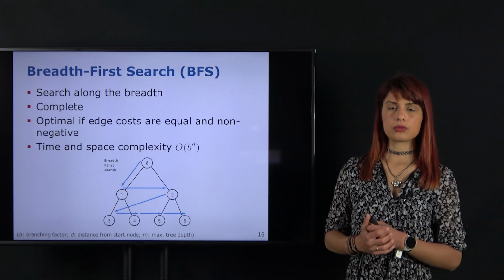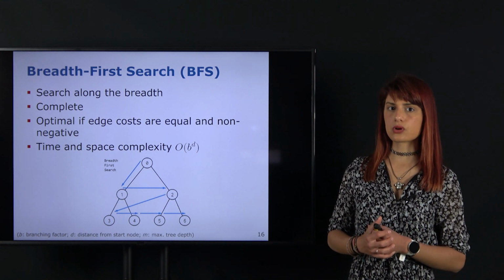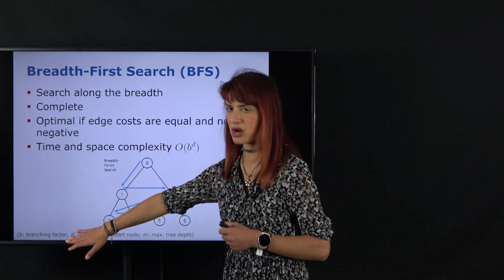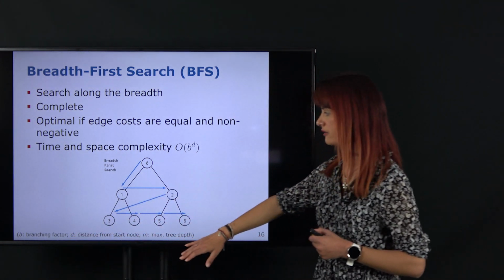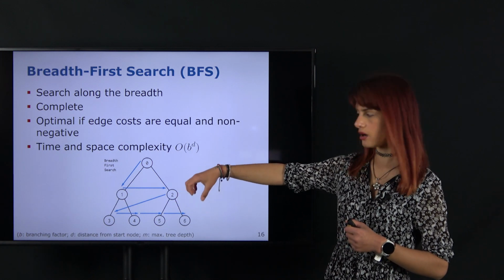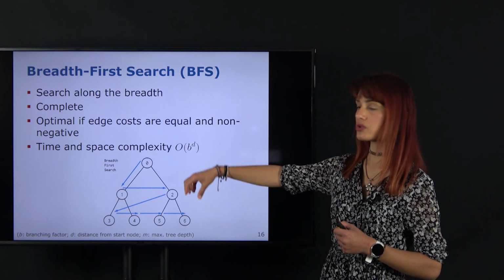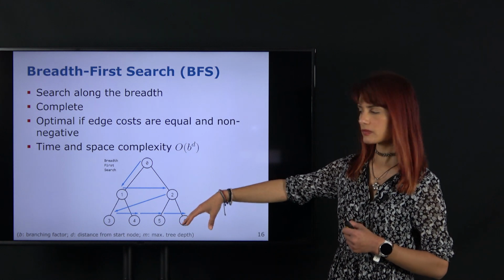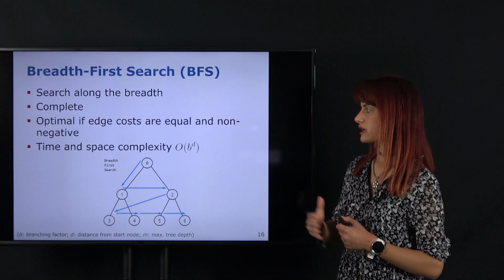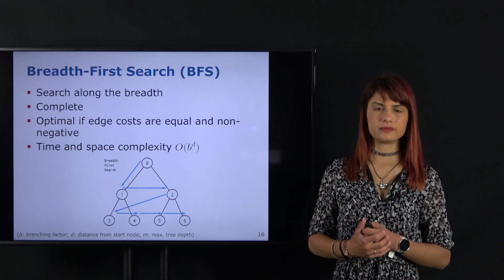But for larger problems and larger graphs, it's more useful to formulate it by looking at the so-called branching factor, which is the average number of nodes that a particular node in the graph branches out to, so the out degree, as well as the distance from the start node. And in this case, we can formulate it as such.